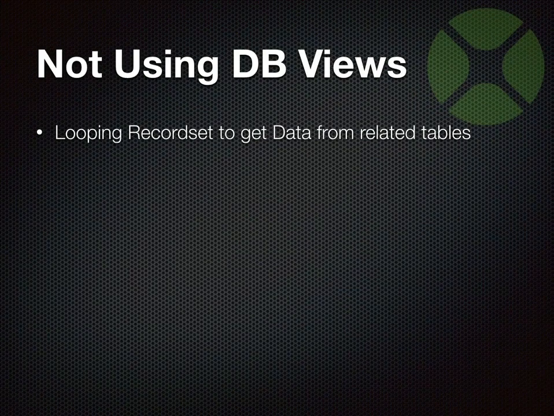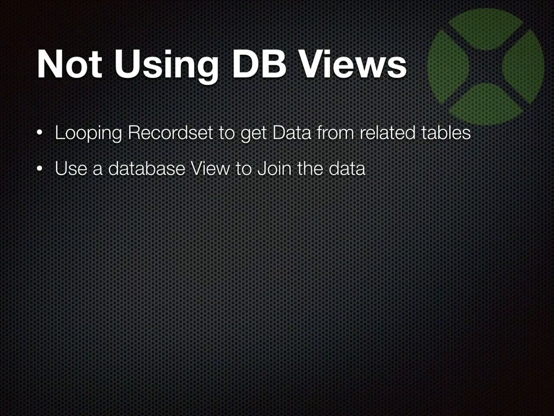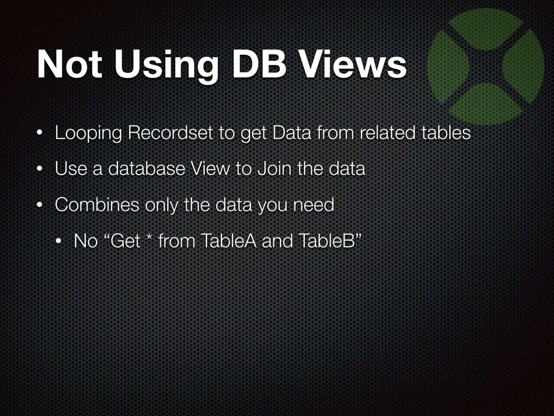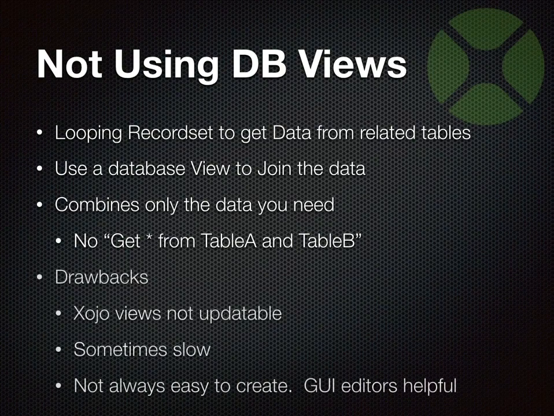So, not using database views. Views are your friends. In the previous example, we were using looping record sets to get data. Well, you can use a view to combine all that data into one table-like structure that's read-only. Or at least most databases are read-only on their views. There are some databases where views can be updated. I'm not sure any of those work with Xojo real well, but I think that's something you should think of. If you're combining the data from more than one table, or 3 or 4 or 5, that's a really nice, simple way of doing it.